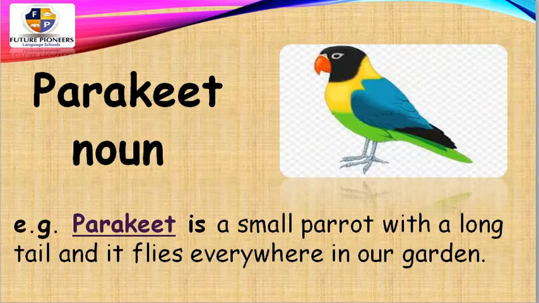The next one, look at this bird. No, this is not a parrot. It's something like a parrot, but he has a long tail and it can fly everywhere. So this is a parakeet. Parakeet is a bird like the parrot, but it has a long tail. And of course, it's a noun because it's not an action we can do. Let's read the example. Parakeet is a small parrot with a long tail and it flies everywhere in our garden. Let's move to the next one.